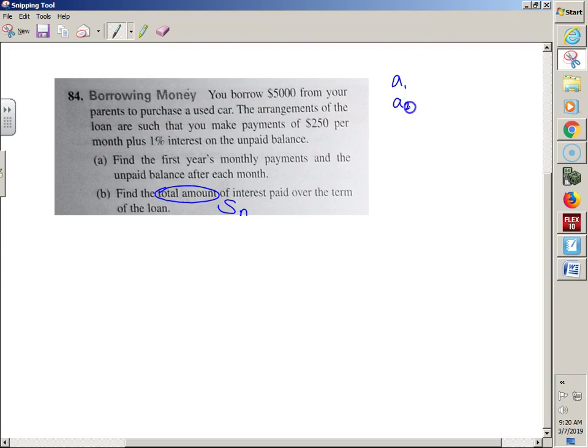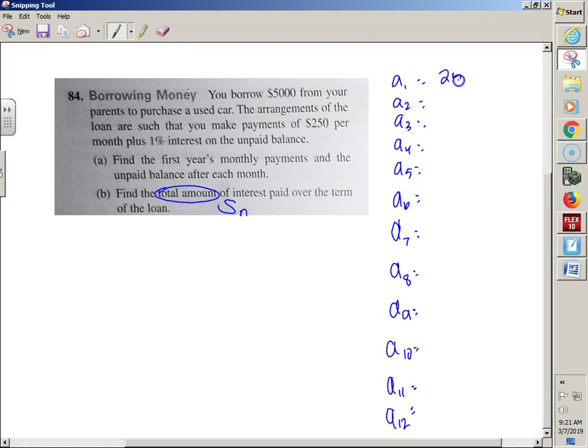So A1, A2. Now, it'd be really nice if we could get our calculator to do this work for us, right? But don't we have to tell our calculator something, like some sort of formula, what's going on? Okay. So what am I paying each month? What are you paying the first month? That's it? $250 and? 0.01 of what? Of the unpaid balance? Because that month, how much was unpaid?